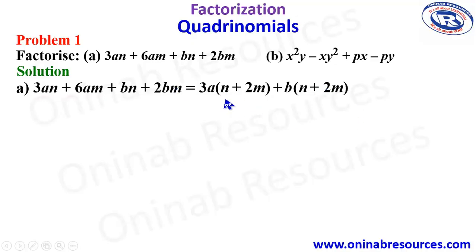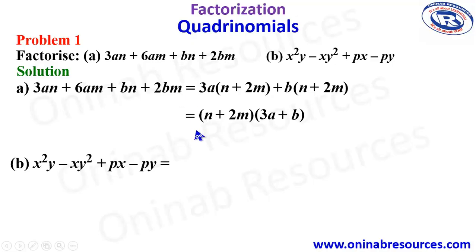If you look at this, one interesting thing is that what we have inside the brackets are the same. So we pick what we have inside the bracket, that is n plus 2m. Then in the second bracket, what we have outside the two brackets will come into the second bracket. So we have 3a and then plus b. So with this, we have factorized 3an plus 6am plus bn plus 2bm.